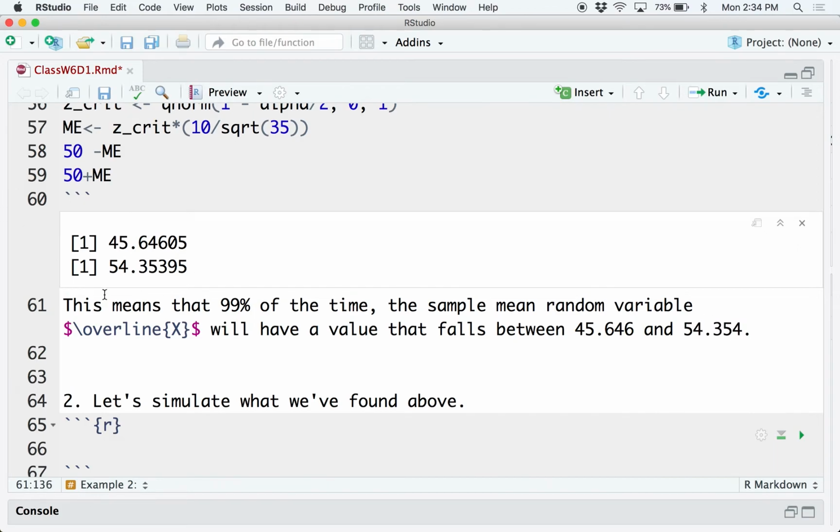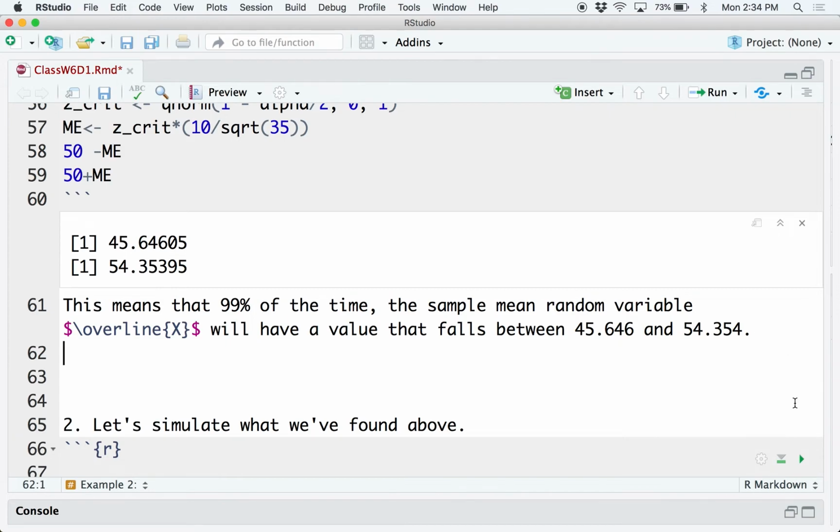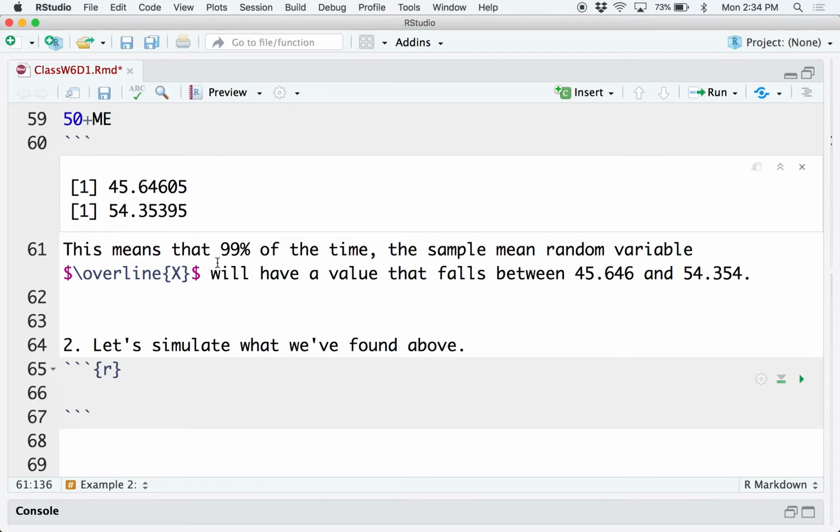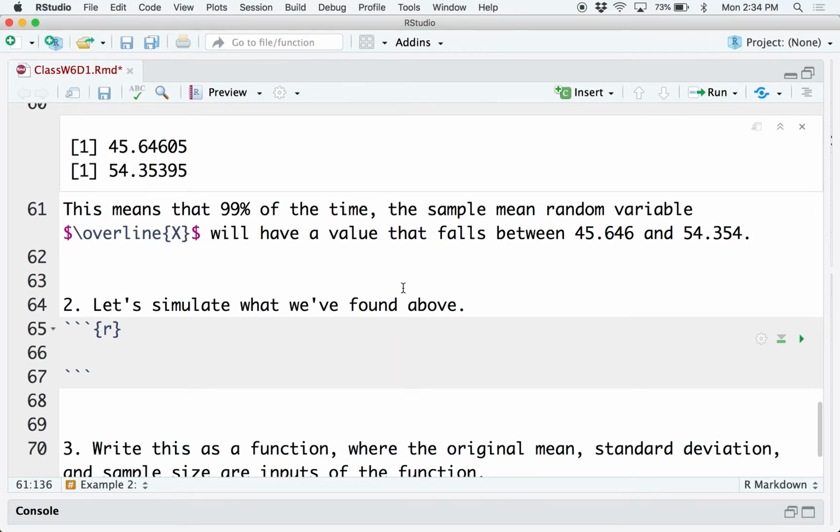Okay, so it's giving us an interval where our sample mean random variable is going to fall 99% of the time. So this is the most likely range of values for our sample mean random variable. Now what I want to do, just to reinforce this idea that this is where our sample mean tends to fall, is simulate what we found above.